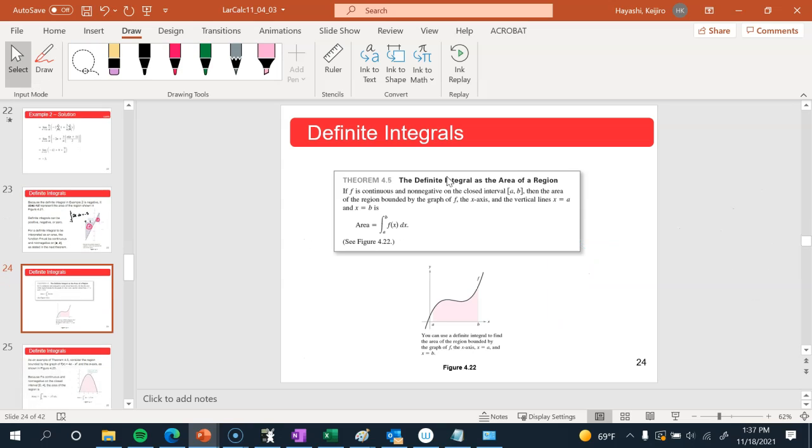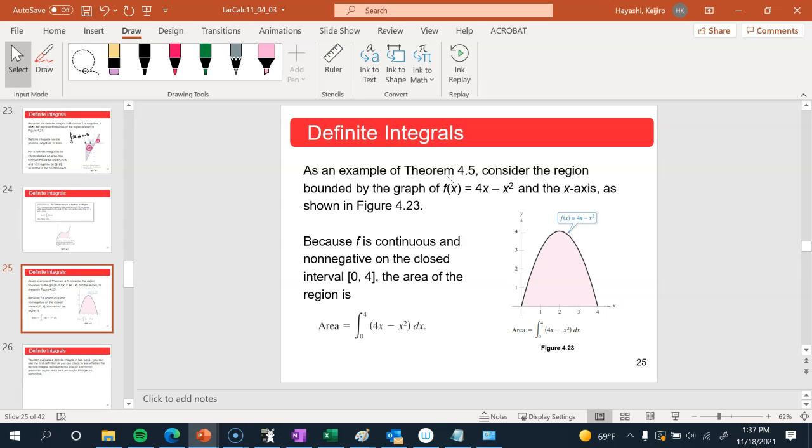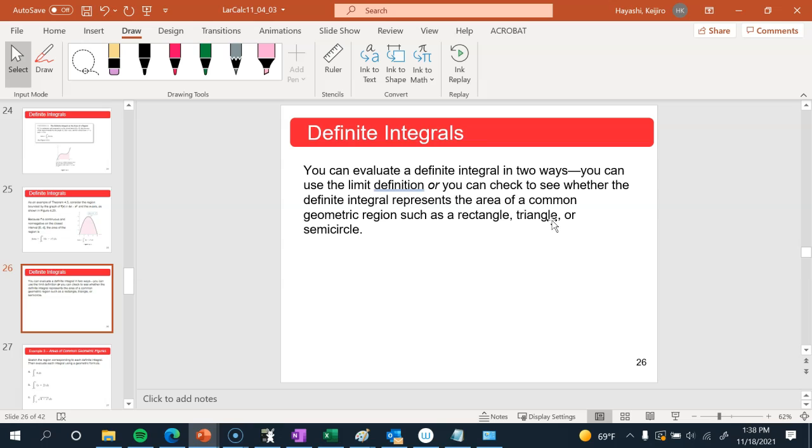Right, that's just the same picture as before. So the area between this parabola and the x-axis is given by the definite integral from an x value of 0 to an x value of 4 of this parabola, 4x minus x squared. That's why it is the integrand. So the integral from 0 to 4 of 4x minus x squared gives the area between this curve and the x-axis from 0 to 4. Okay.